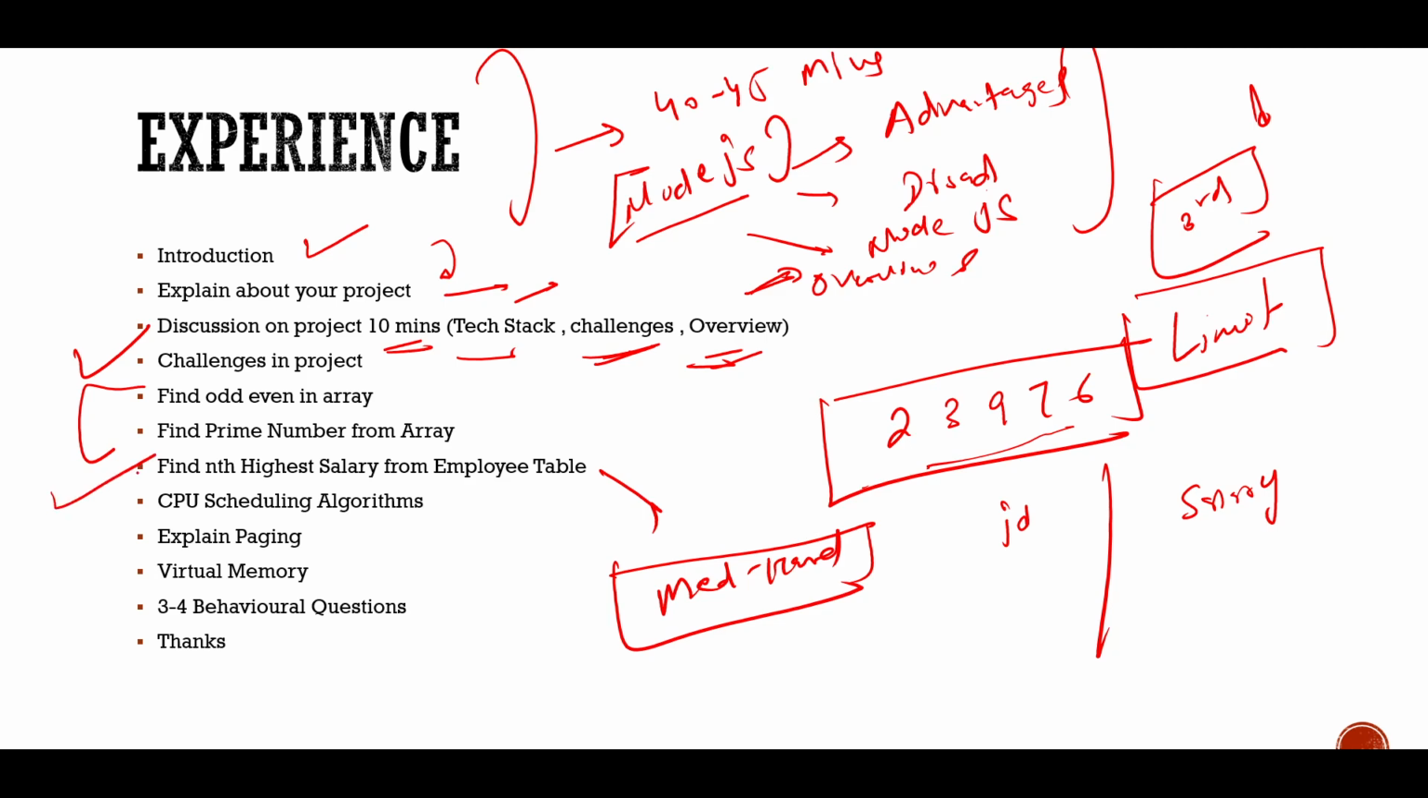Then they asked about CPU scheduling algorithms. This is from the operating system. Then explain paging, which is also from the operating system. Then they asked about virtual memory, also from the operating system. So they asked about the project, the coding questions, the databases, and then directly asked questions from the operating system. Then three or four behavior questions, like why do you want to join our company, where do you see yourself in the next 5 years, what is your long term goal. These kinds of questions come in behavior questions.